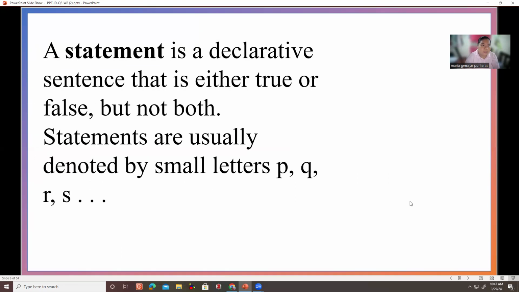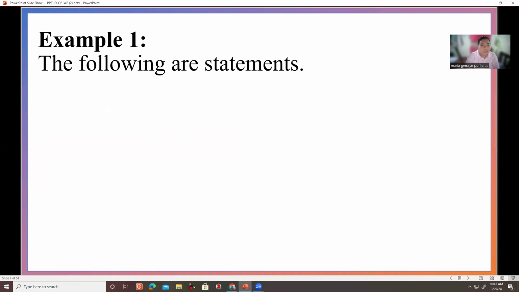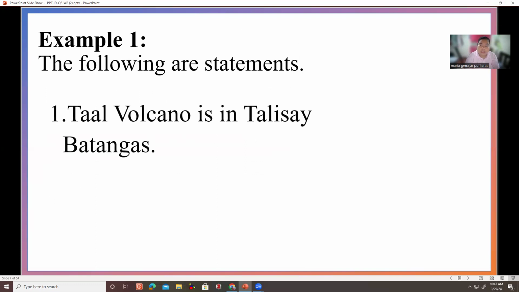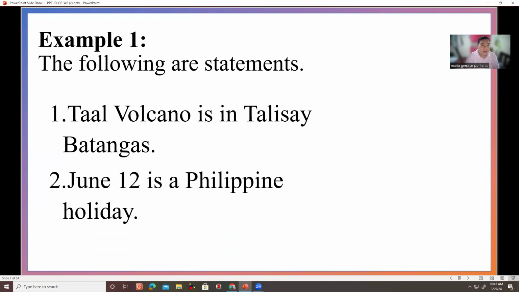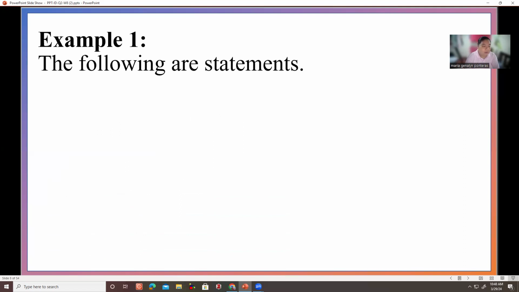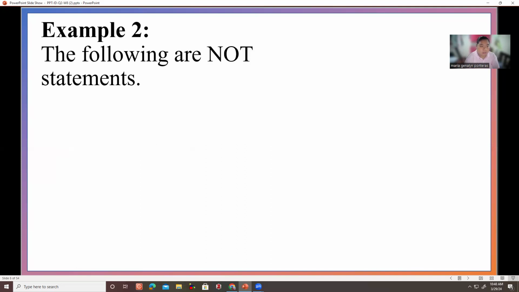Let's discuss further. Example number 1. The following are statements. Taal volcano is in Talisay, Batangas. If you're in the Philippines, Taal volcano is located in Talisay, Batangas. So this is a fact. This is true. June 12 is a Philippine holiday. If you look in a calendar or Google it, June 12 is a Philippine holiday. 7 is greater than 24. This is false. This is a statement because it is only false. Number 4, 16 minus 9 is 14. This is false as well.